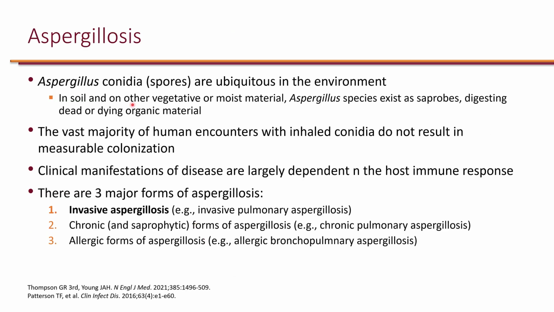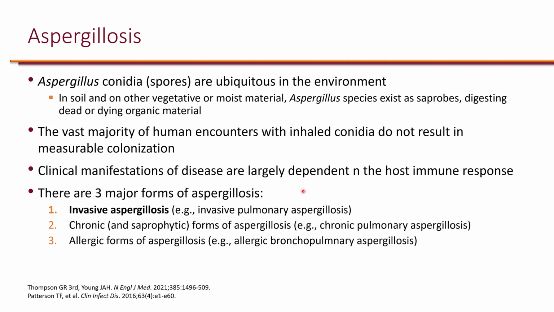Now, let's switch gear to aspergillosis. So Aspergillus conidia or spores are ubiquitous in the environment, so they're everywhere in the soil and any moist material, especially decaying organic material. Now the primary route of infection is through inhalation. So pretty much most aspergillosis infections are pulmonary aspergillosis, although extrapulmonary aspergillosis can occur, but it's not as common.